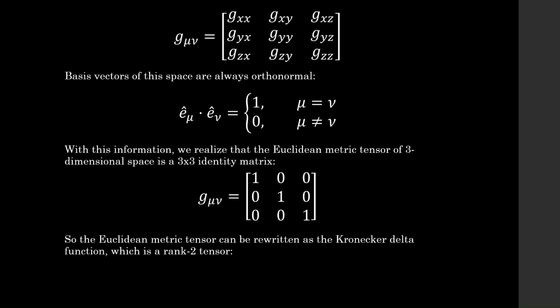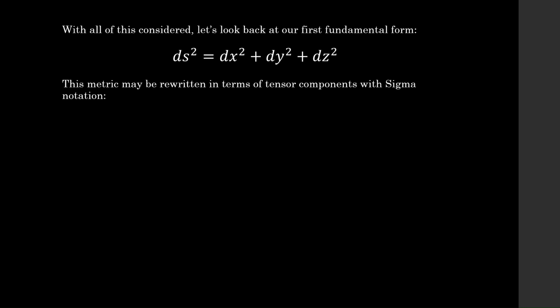So the Euclidean metric tensor can be rewritten as the Kronecker delta function, which itself is a rank 2 tensor. So g mu nu equals delta mu nu. With all of this considered, let's look back at our first fundamental form, otherwise known as our metric. This metric may be rewritten in terms of tensor components with sigma notation.